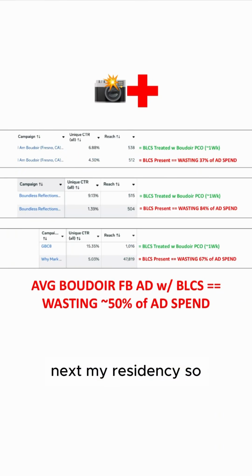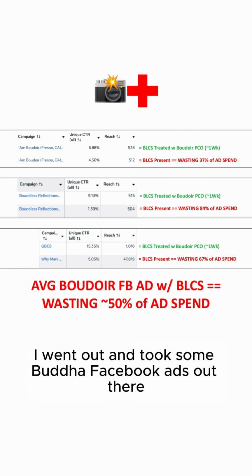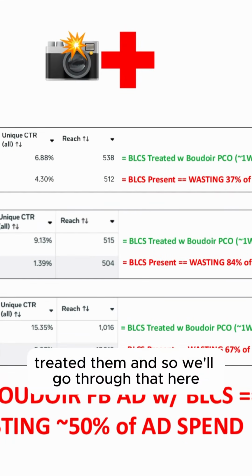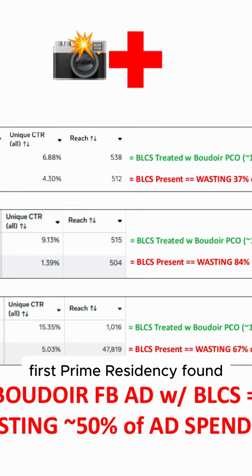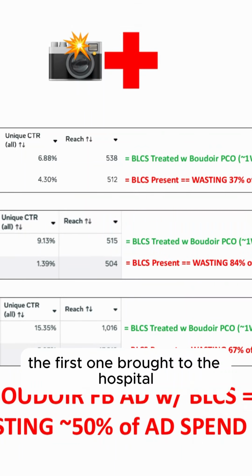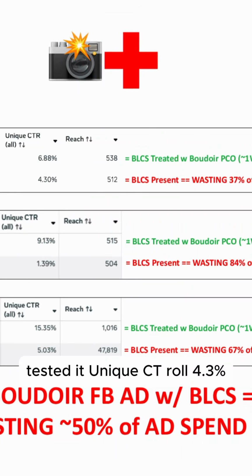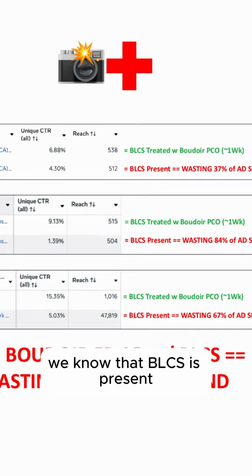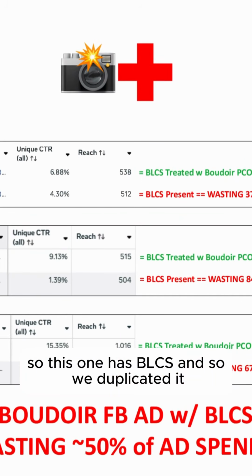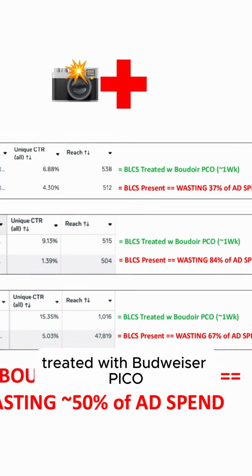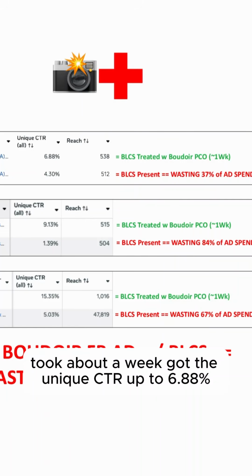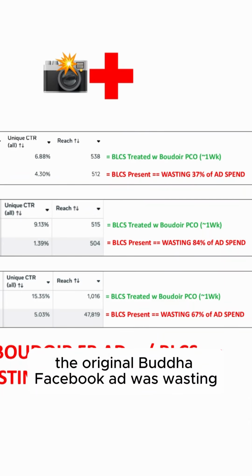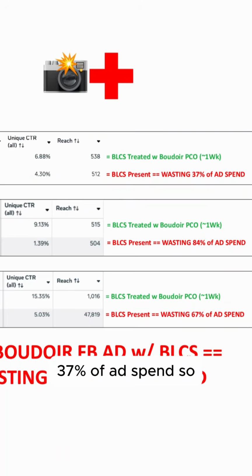Next, my residency. I went out and took some Boudoir Facebook ads out there in the universe, brought them back to the hospital, tested them, treated them, and we'll go through that here. First part of my residency, I found the first one, brought it to the hospital, tested it. Unique CTR 4.3%. Anytime unique CTR is under 6%, we know that BLCS is present. So this one has BLCS. And so we duplicated it, treated it with Boudoir Pico, it took about a week, and got the unique CTR up to 6.88%. And so we found out the original Boudoir Facebook ad was wasting 37% of ad spend.